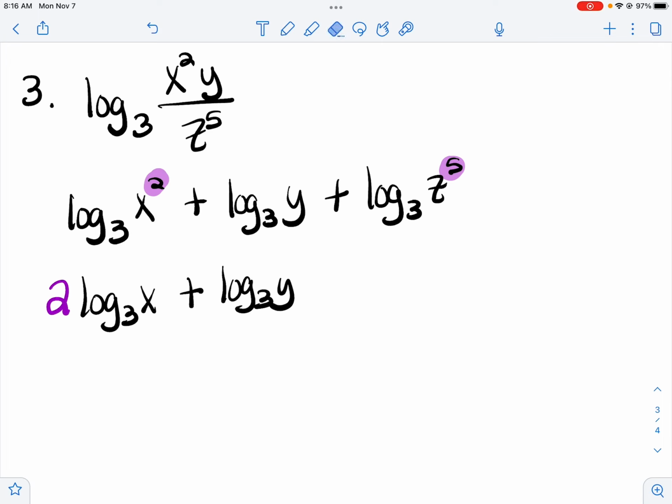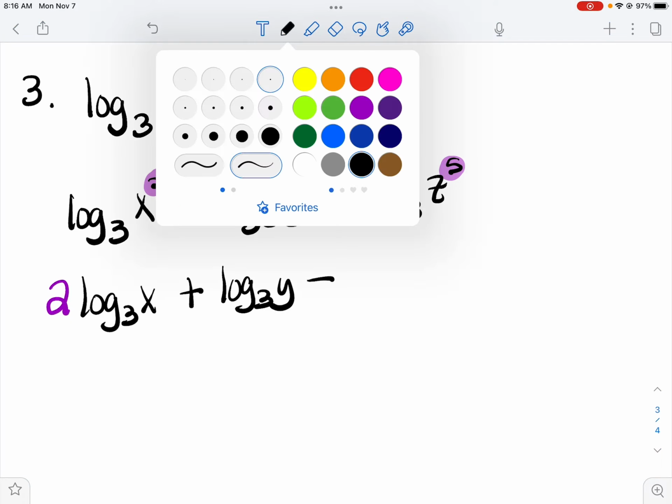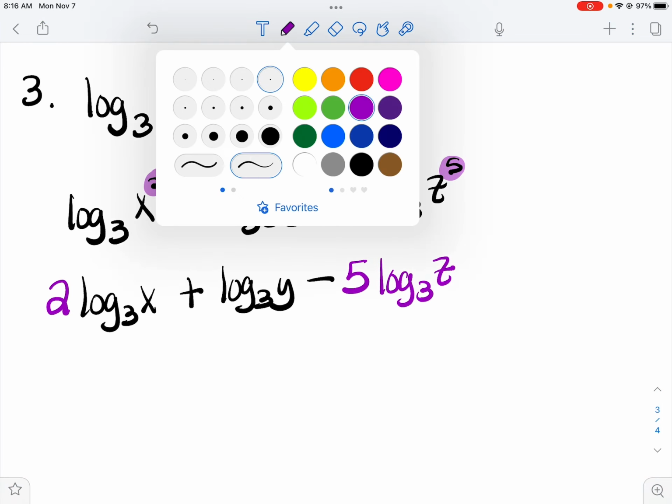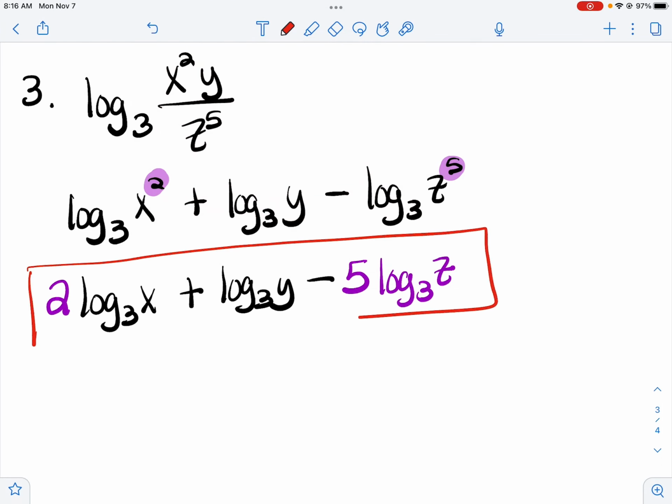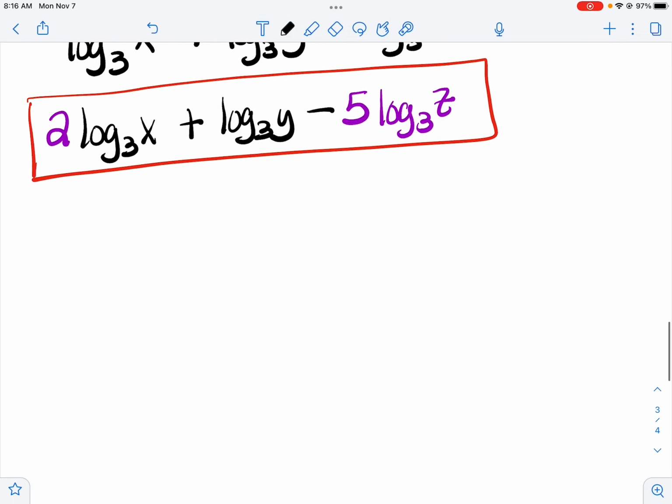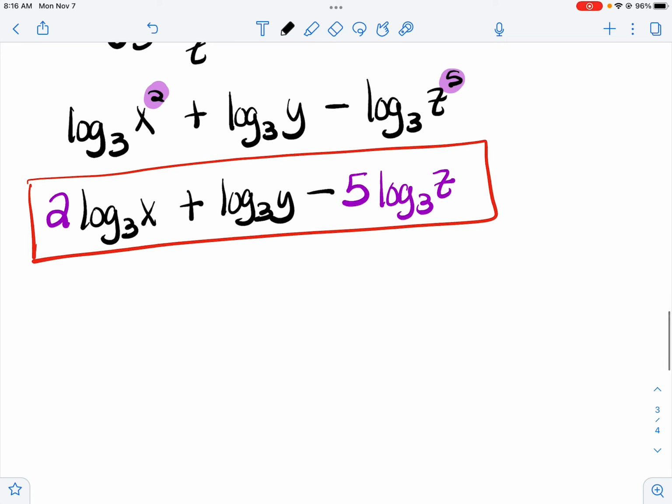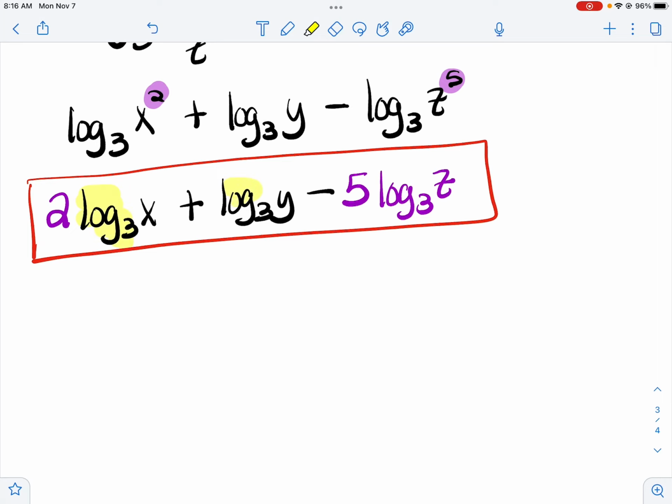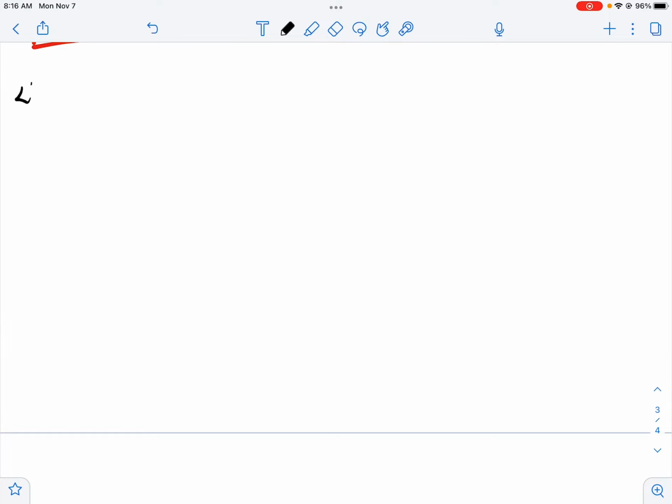I can't do anything with that second term. And notice here I did make a mistake. That z is on the bottom, so this should be a minus. And the 5 comes to the front. And we have log base 3 of z. And that's our final answer. Also notice here in number 3 that each term has that log base 3 in it. So look at number 4.